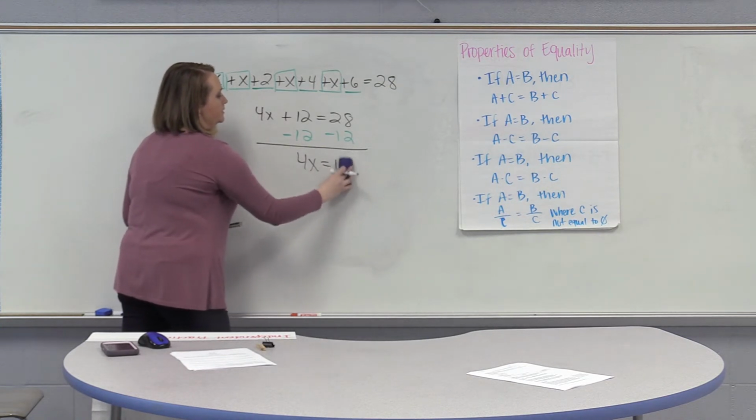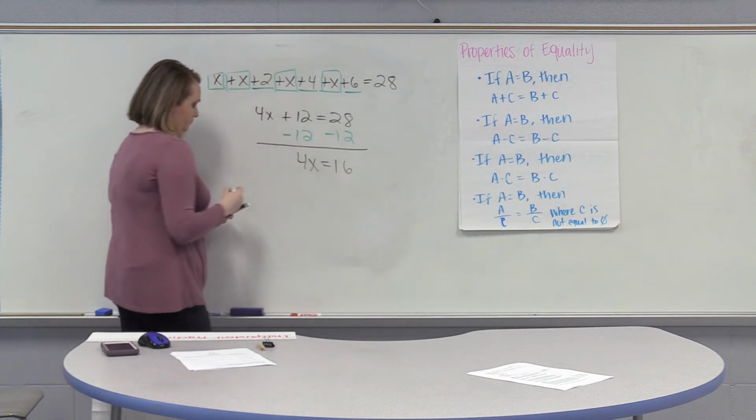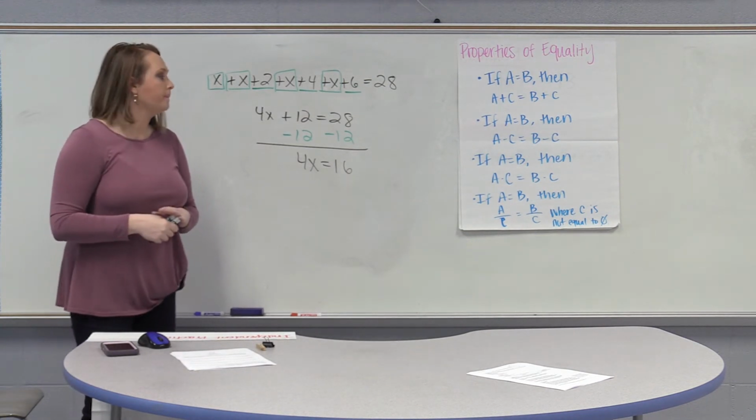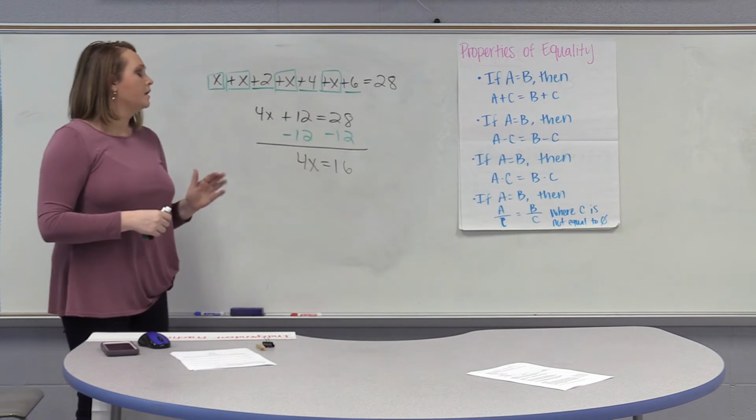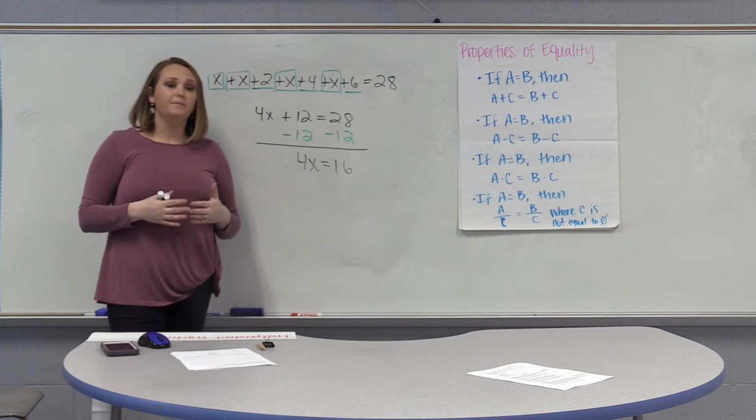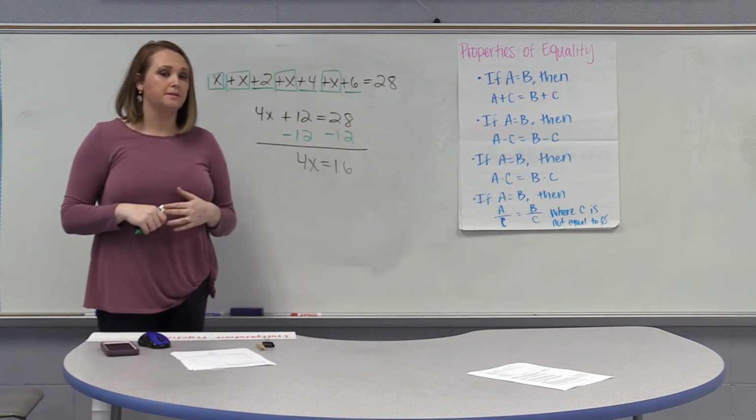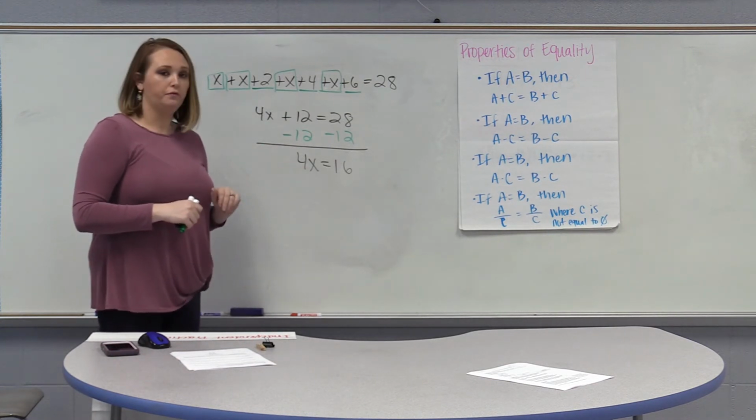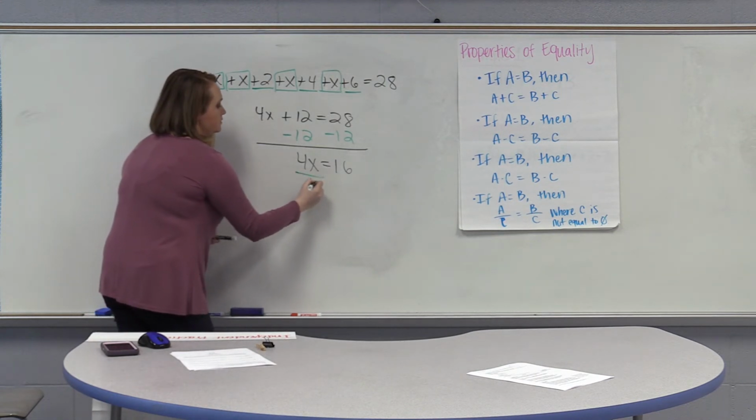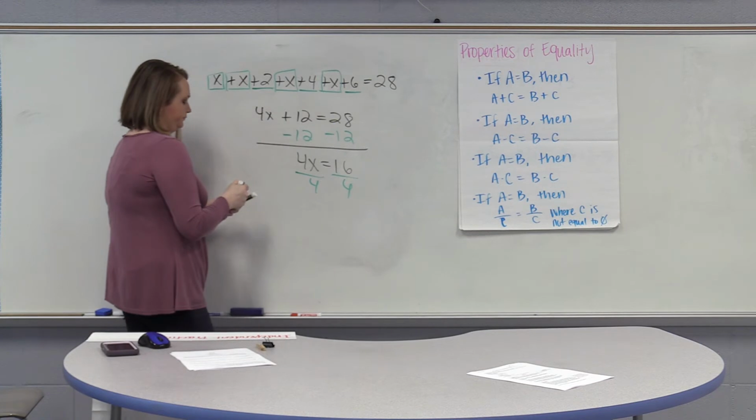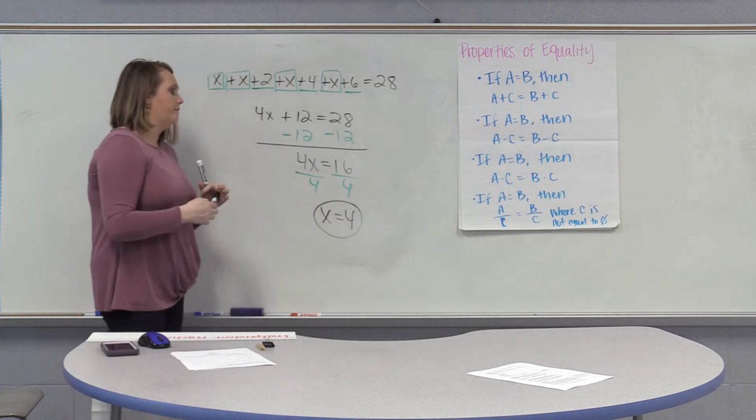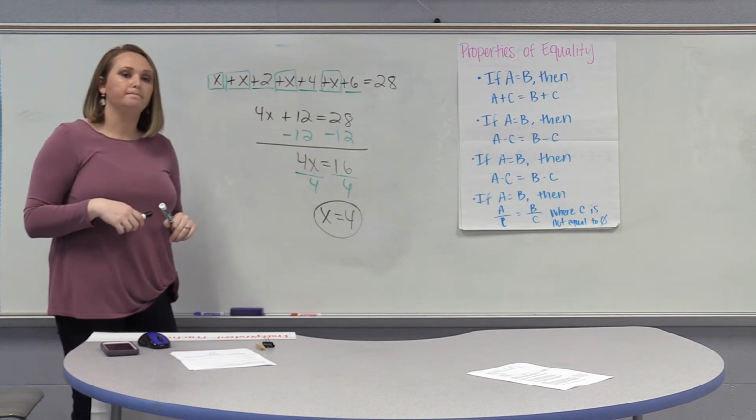Whoops, made a mistake there. Which property of equality should we use now? If we use the property of equality, if A is equal to B, then A divided by C is equal to B divided by C. If C is equal to 4, then we'll get one step further to solving. And so I have that the value of x is equal to 4.